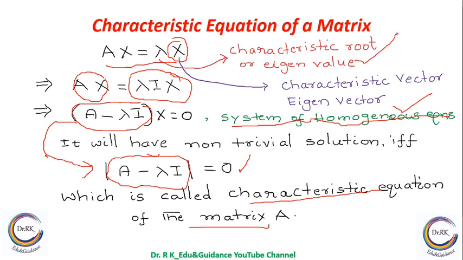That is the lambdas. Once we have lambda, if we put lambda here, it becomes a system of homogeneous equations. When we solve this system of homogeneous equations, we'll get its corresponding x. X is nothing but its eigenvector or characteristic vector, right? So for each lambda, we have to solve the corresponding system of equations to get the corresponding eigenvector. Okay.